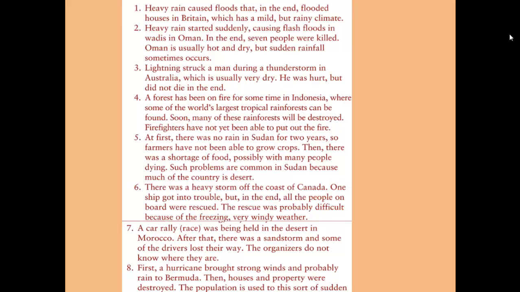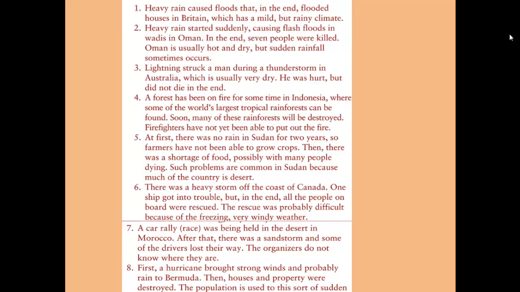Number 5, we have the headline which says: in Sudan, widespread hunger after 2 years of drought. We can say at first there was no rain in Sudan for 2 years, so farmers have not been able to grow their crops. Then there was a shortage of food, possibly with many people dying. Such problems are common in Sudan because much of the country is desert.